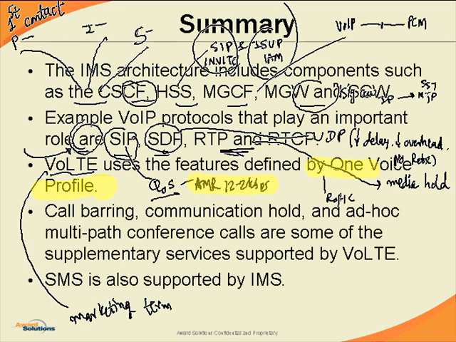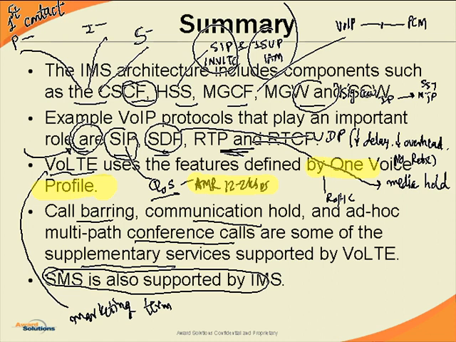Examples of supplementary services: you can restrict call, place the communication on hold, you can create a conference call. SMS, you can support using IMS. We saw that approach in this session. In another session we will talk about a non-IP approach to support SMS.